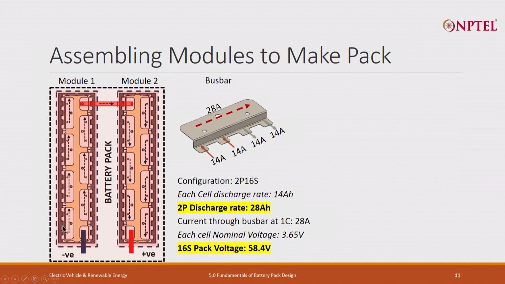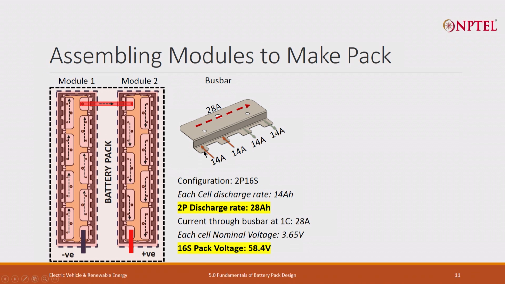So, in this we have 2P 8S, here again we have 2P 8S. Now, these both are connected into the series. Once both are connected in series, it becomes 2P16S. Now, what would be the 1C charge or discharge rate of this pack? It would be 14 Ah for one cell. So, 2 cells are in parallel, so my charge and discharge capacity for 1C rate becomes 28 Ah.